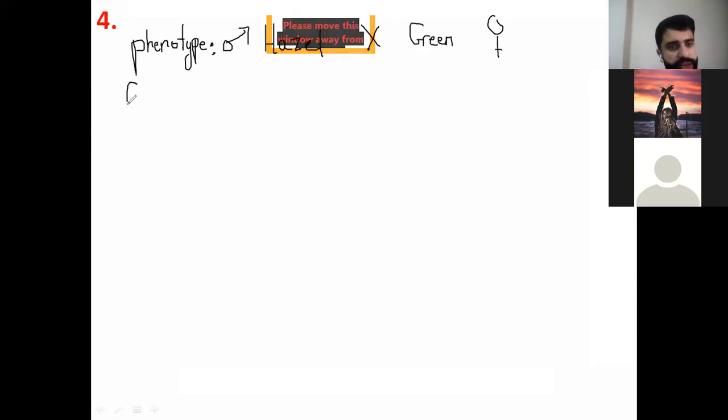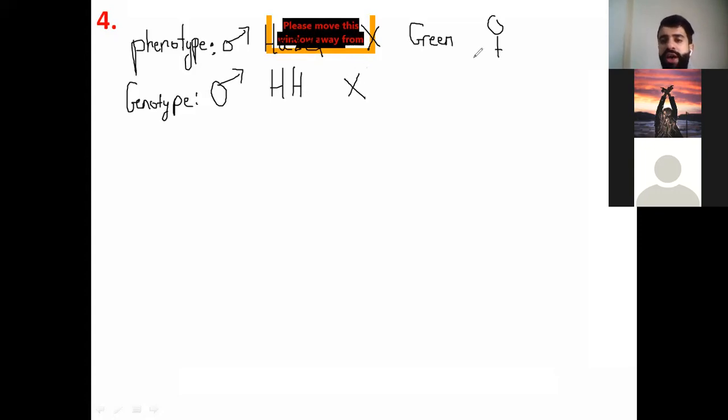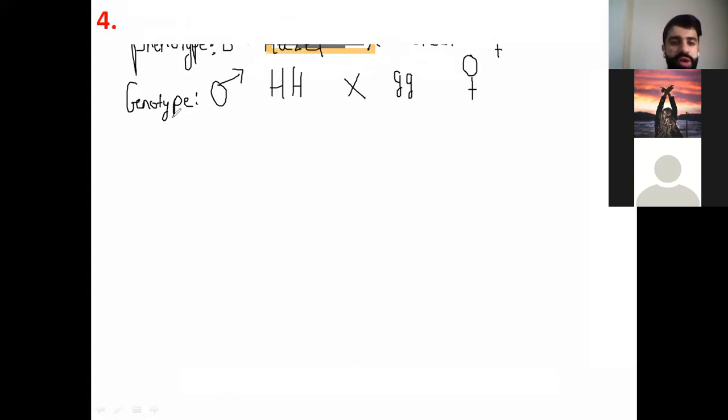After phenotype? Genotype. Genotype, very good. So the genotype. Can you tell me the genotype of the parents? The male, they are pure. What is the meaning of pure? They are homozygous. And the hazel is dominant. So what is the genotype of the hazel? HH. Very good. H capital, H capital. Crossed with the green, and they are also homozygous, but it's recessive. So it's going to be what? G small, G small. Very good. So here G small and G small.